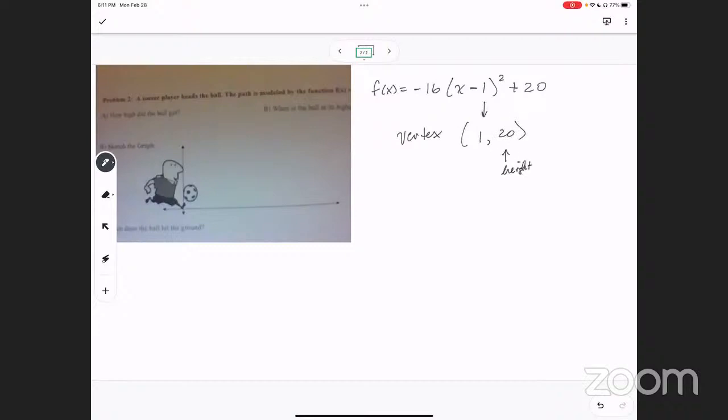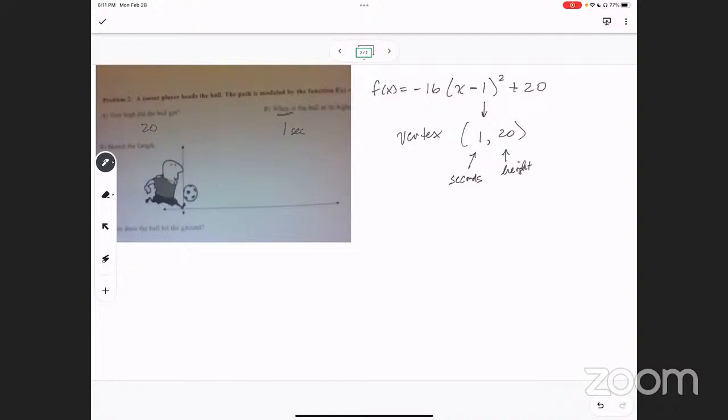I don't know if it's in feet or what, because apparently they didn't tell you. And then this is probably the seconds after it was kicked. Does that seem right? Yeah. So again, how high did the ball get? That would be 20 feet or whatever. And when was it? That would be after 1 second, or whatever the units are.